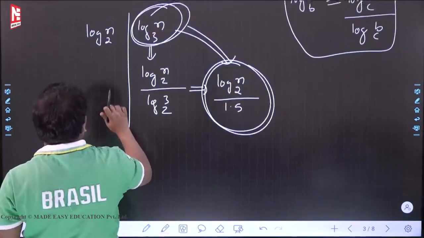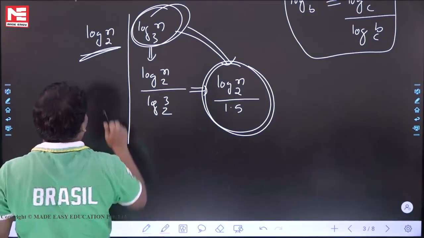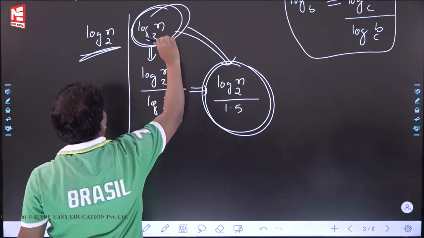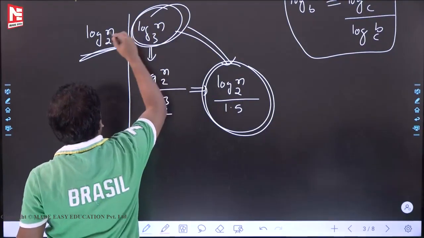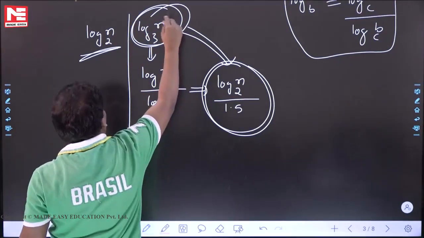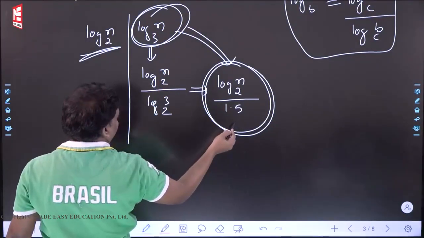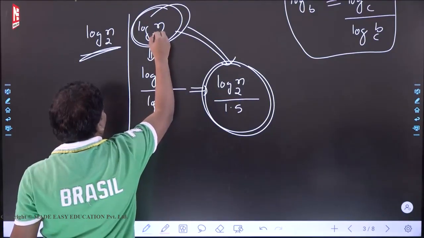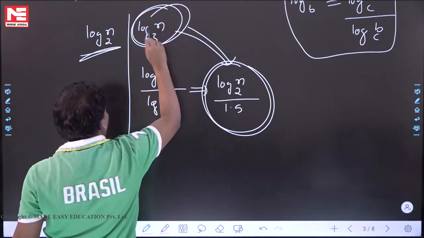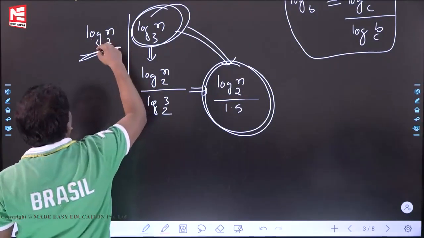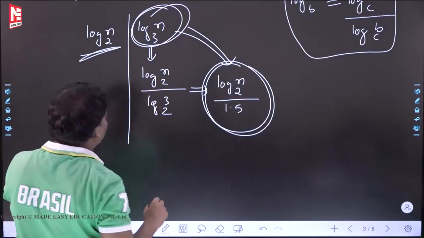Please help me. Log n base 2, log n base 3, what is the relation? If you multiply log n base 3 by 1.5, then you will get log n base 2. What is the meaning? Log n base 3 is smaller. Smaller by how much? By 1.5. So log n base 3 is smaller compared with log n base 2 by 1.5 times, which is nothing but log n base 2 divided by 1.5 gives log n base 3.